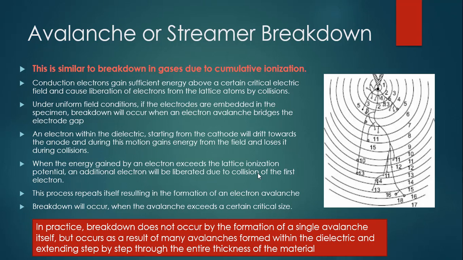An electron within the dielectric starting from the cathode will drift towards the anode. During this motion, it gains energy from the field and loses it during collision.